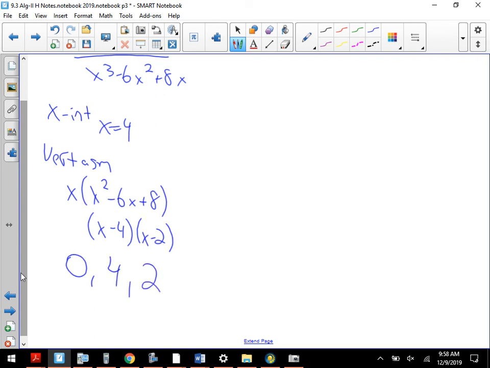Okay? The degree of the numerator was less than the degree of the denominator, which means your horizontal asymptote is located at 0. Very good.